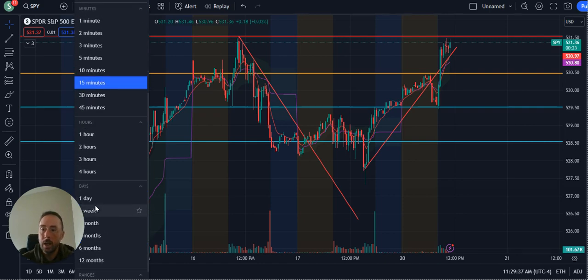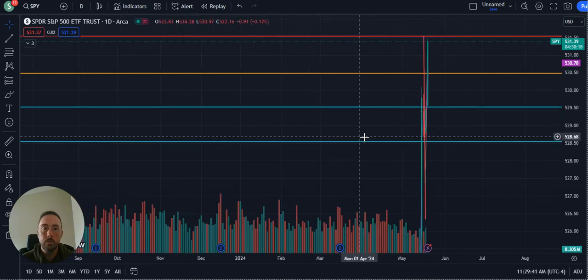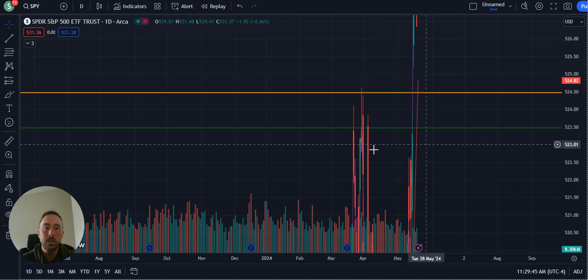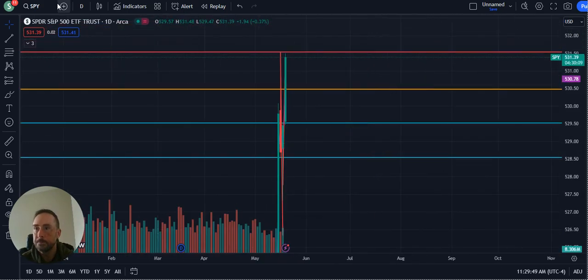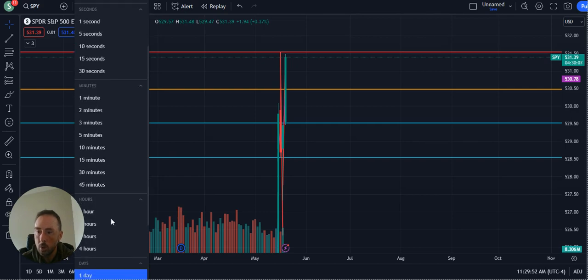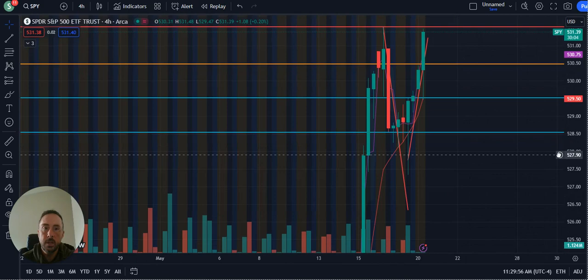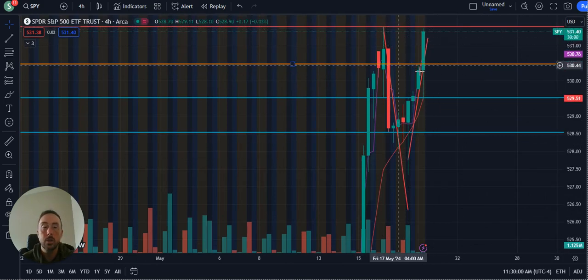If we were to look at the daily chart, it's a little hard to see, but we are on a huge uptrend. These are the daily moves. We're way on an uptrend. It's really trending upward. Let's go to the 4-hour time frame. You can see here we're on a huge uptrend, and we have a double top forming.